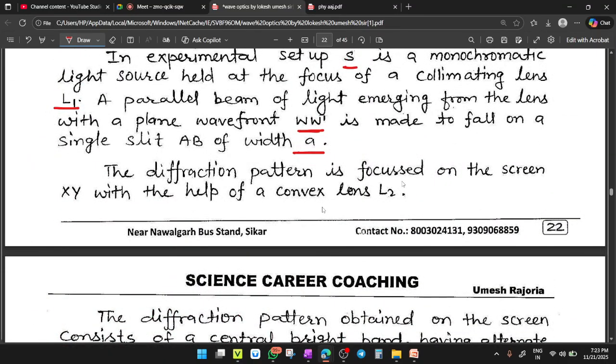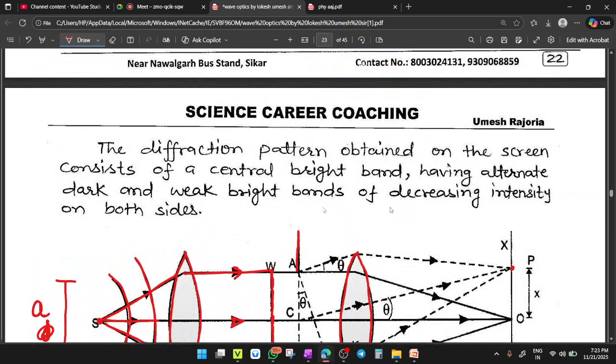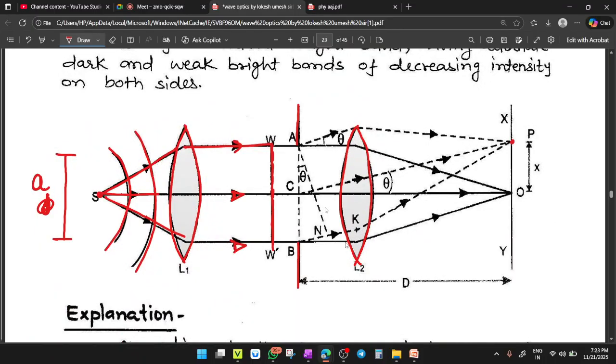The diffraction pattern is focused on the screen XY with the help of a convex lens L2. So this lens is used to focus your diffracting waves. Clear? And after the diffraction, you will have different patterns at different places on the screen. This lens is only used to focus your patterns.